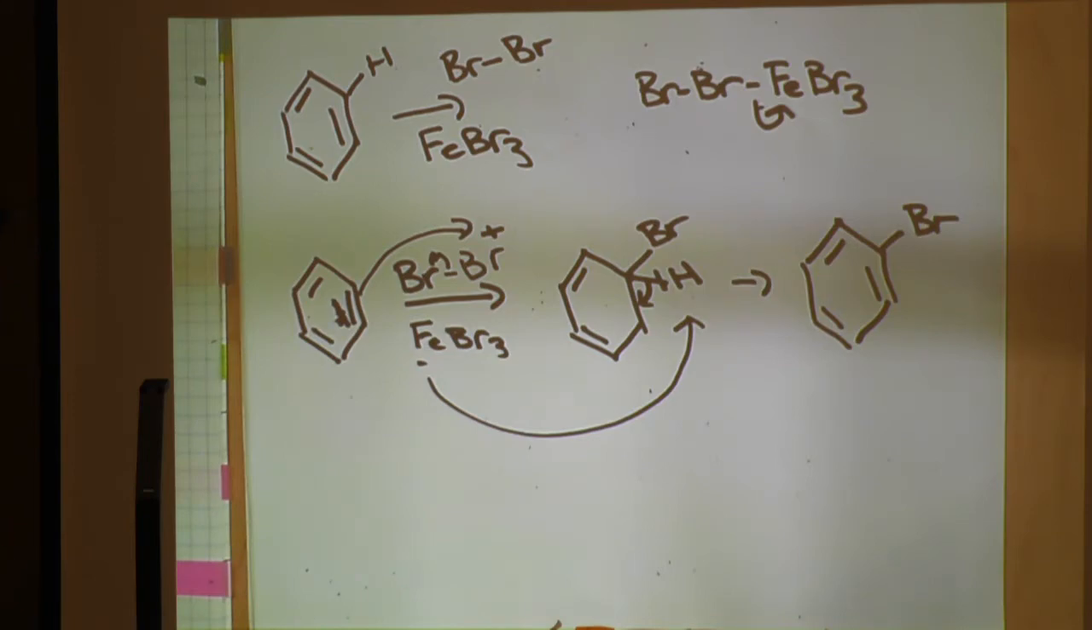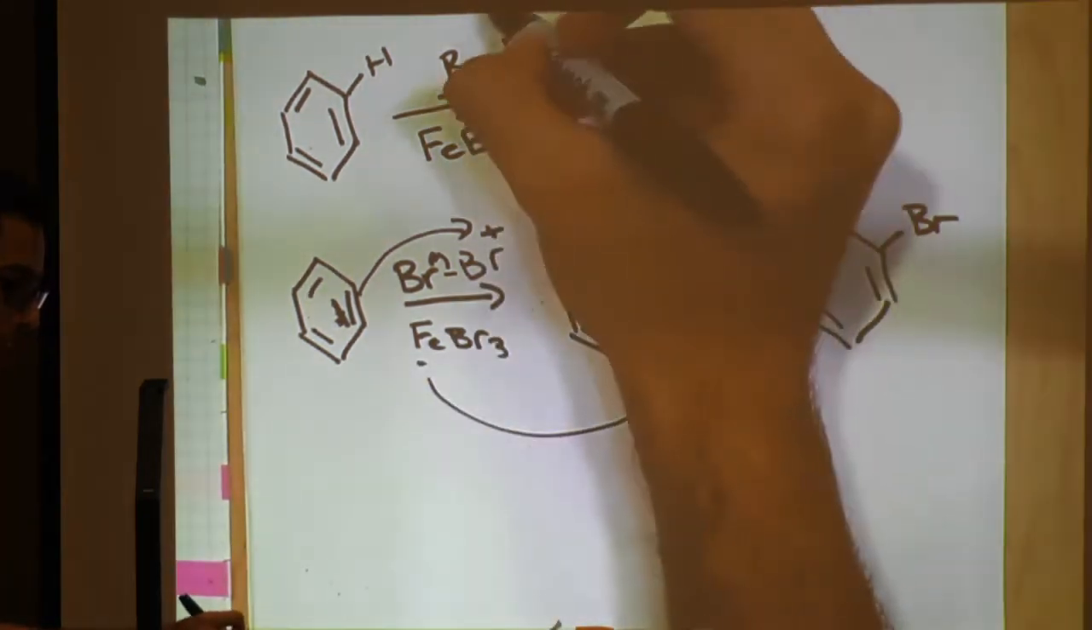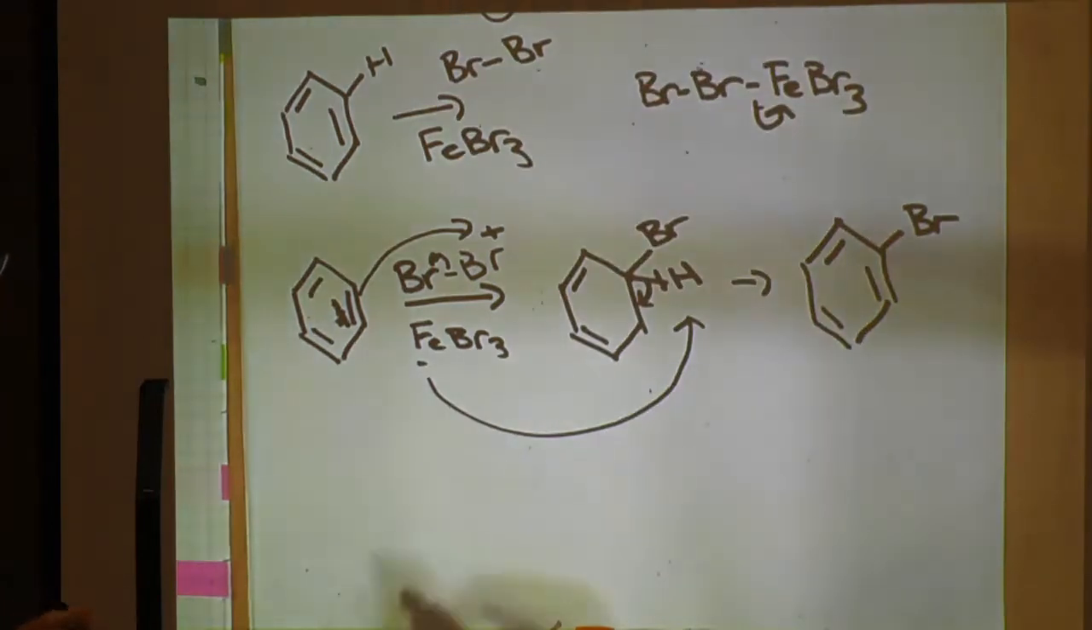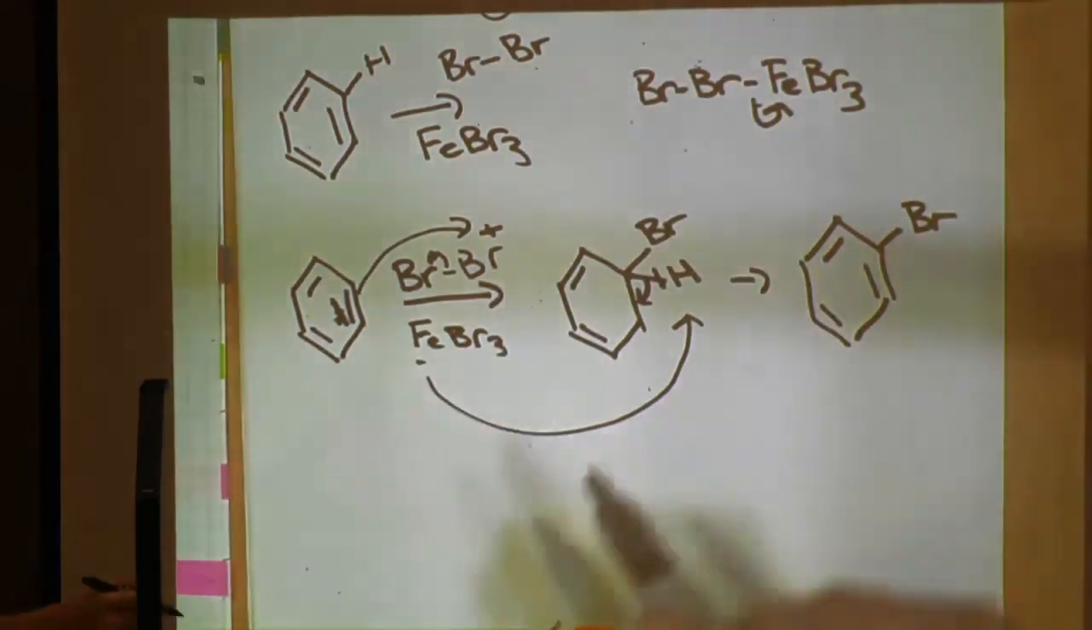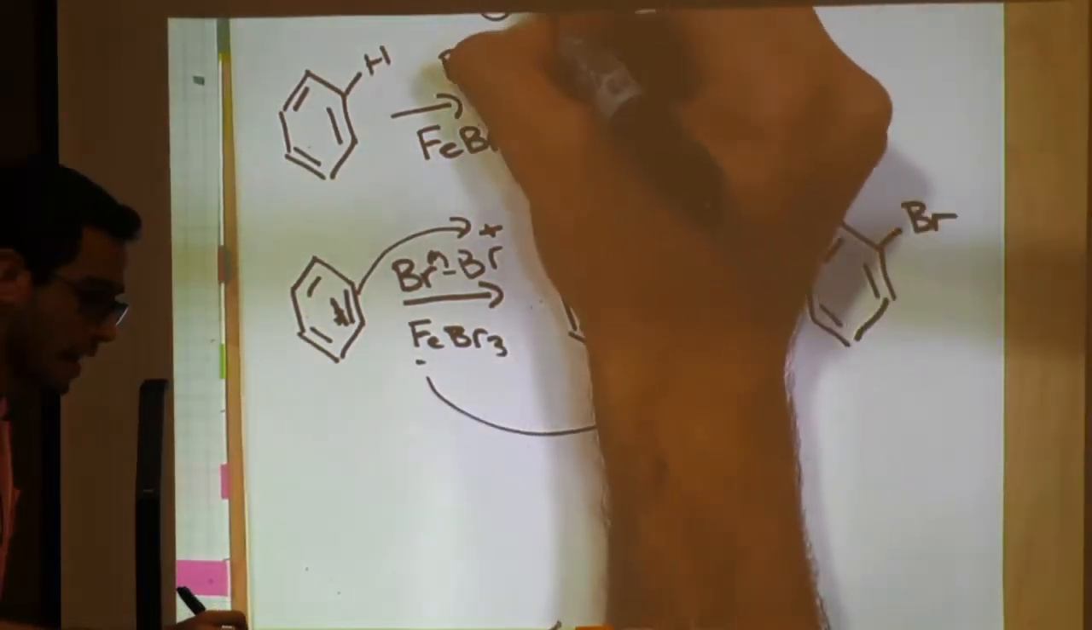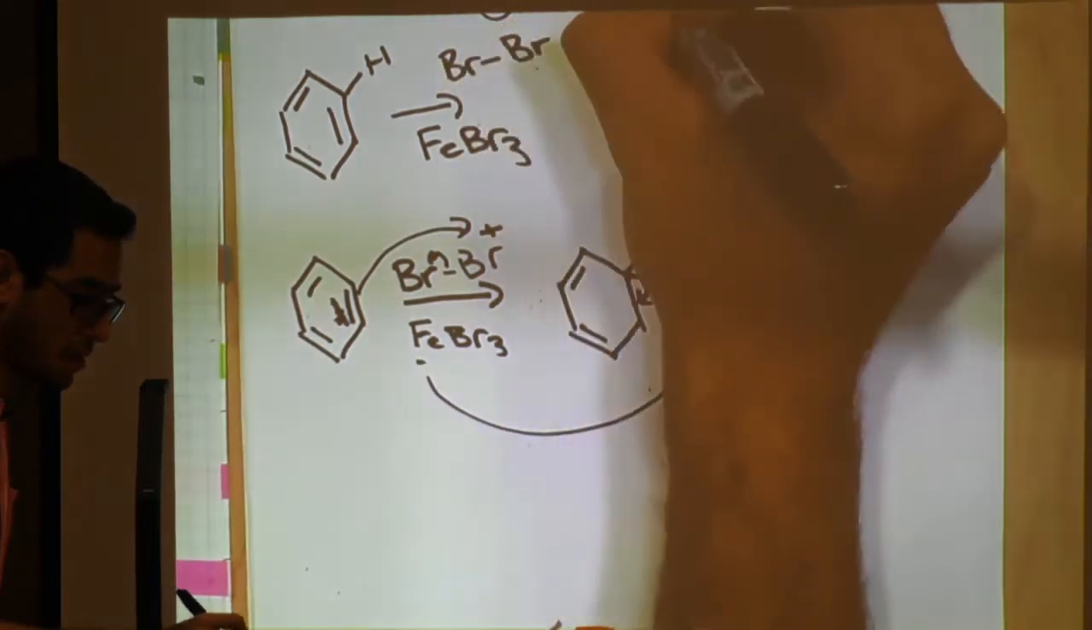Now, the first step where we create the electrophile, step 1, where we interact with dibromine and FeBr3, that's going to act as our rate determining step.